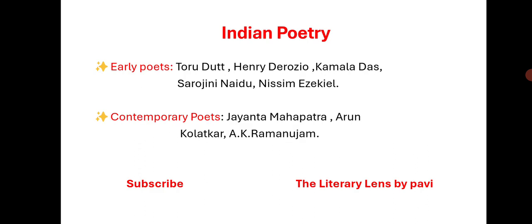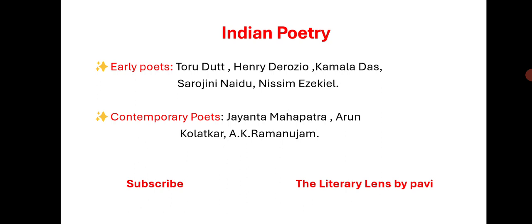Then Indian poetry. Indian poetry is known for its use of rich imagery, metaphor, and symbolism to convey complex emotions and ideas. It often incorporates elements of nature, mythology, and religion, reflecting the cultural and spiritual heritage of India. The early Indian poets are Toru Dutt, Kamala Das, Sarojini Naidu, and Rabindranath Tagore. Rabindranath Tagore was the first Indian to receive the Nobel Prize in Literature, in 1913.